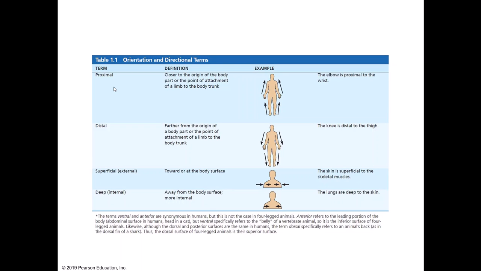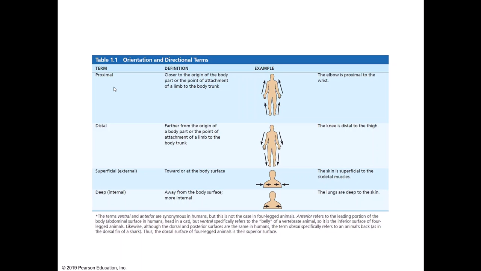So the more precise term would be to say that the elbow is proximal to the wrist, because the elbow is closer to the trunk than the wrist is. That would make the wrist distal to the elbow.